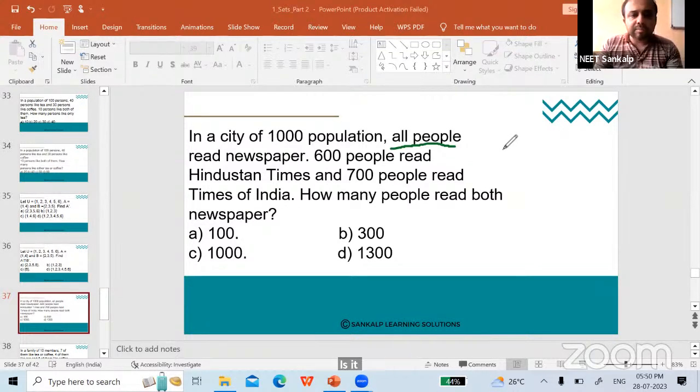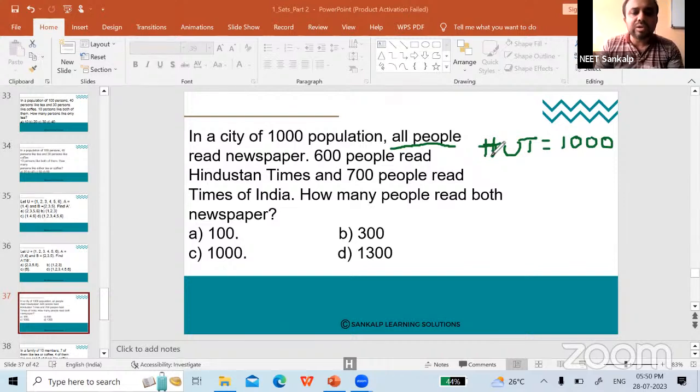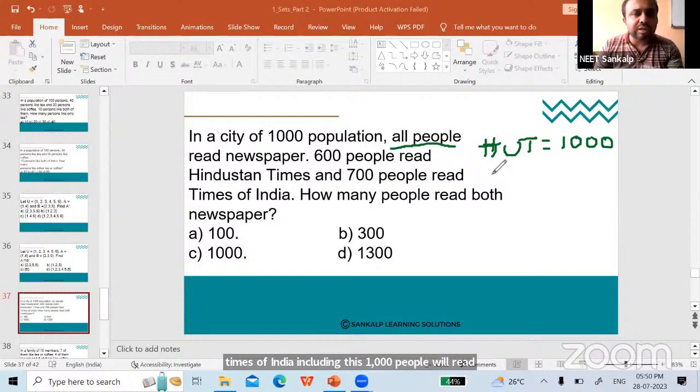Here, I will write Hindustan Times as H, and Times of India as T. So both union, what is the answer for this? Including both, all the people read the newspaper, so H union T is equal to 1,000. That is Hindustan Times and Times of India, including this, 1,000 people will read the paper. Why? Because it is mentioned in the question.